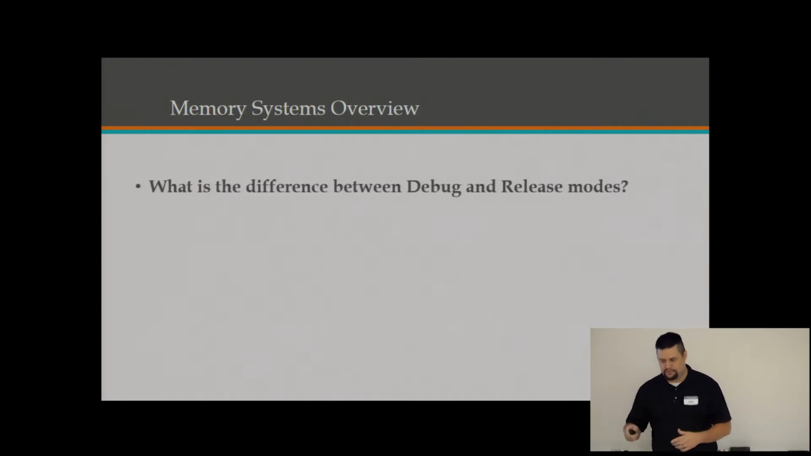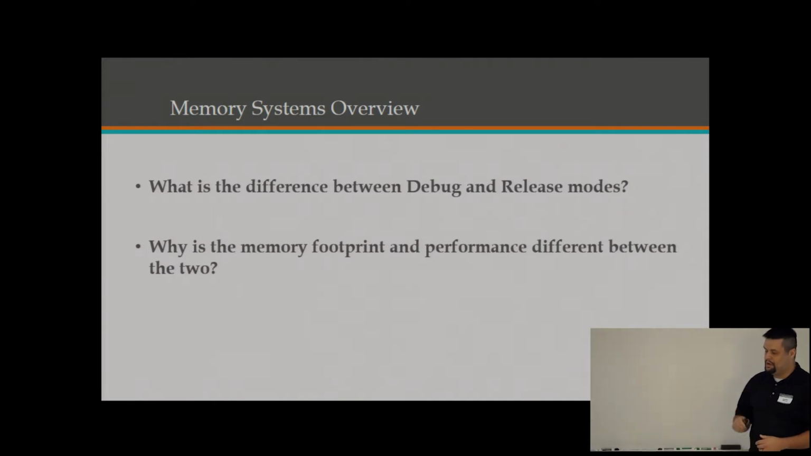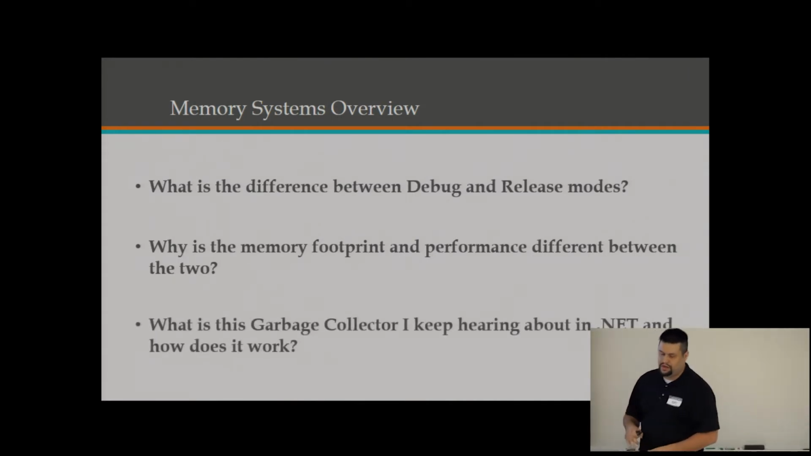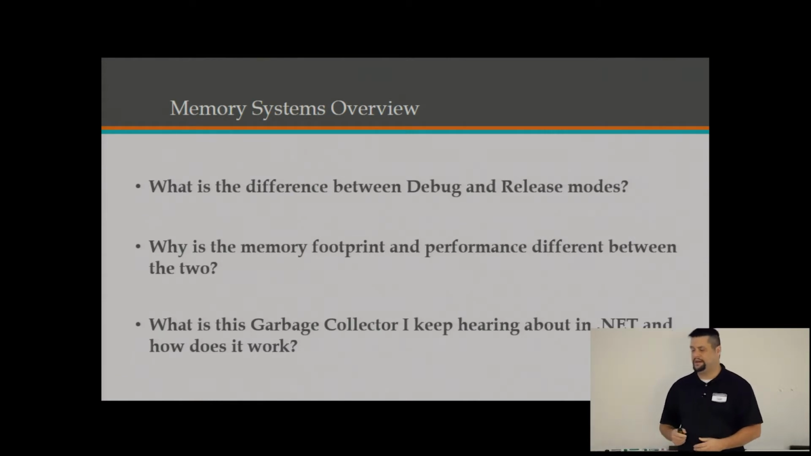So some of the topics I'll go over real quick, and like I said, this is real brief. I just want to make a good foundation. We'll talk quickly about why the difference between debug and release mode? Why is my memory footprint between the two different, and why is there a performance difference between them? And what is the garbage collector, and how does that fire? When does it fire? Things like that.